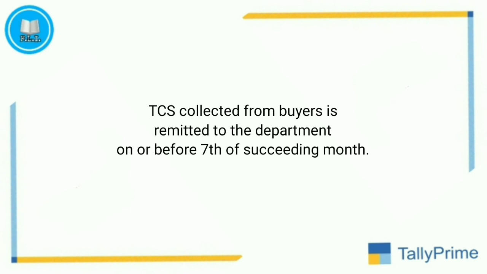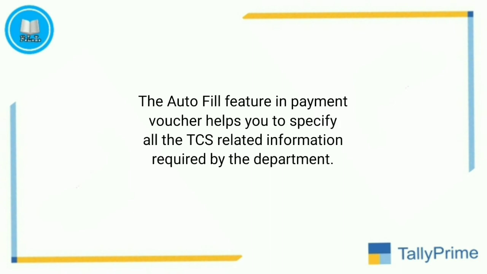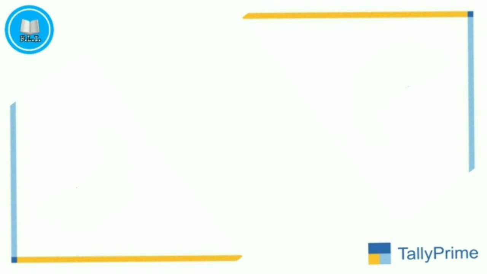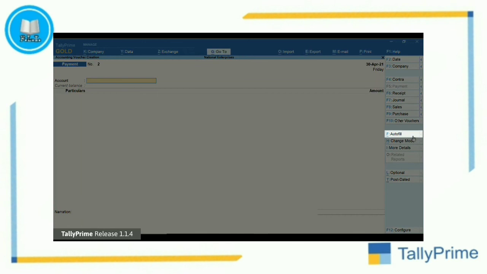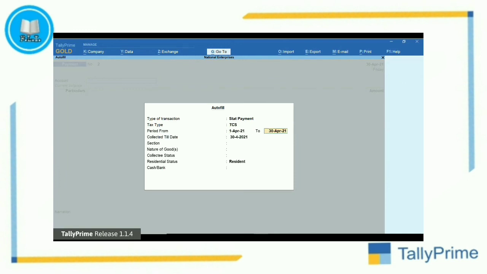You can pay the TCS collected to the department on or before 7th of succeeding month. You can use the autofill option in the payment voucher to specify the TCS related information required for payment of duty to the department. Click autofill. Select start payment in the type of transaction and TCS as the tax type. Enter the quarter start and end dates.